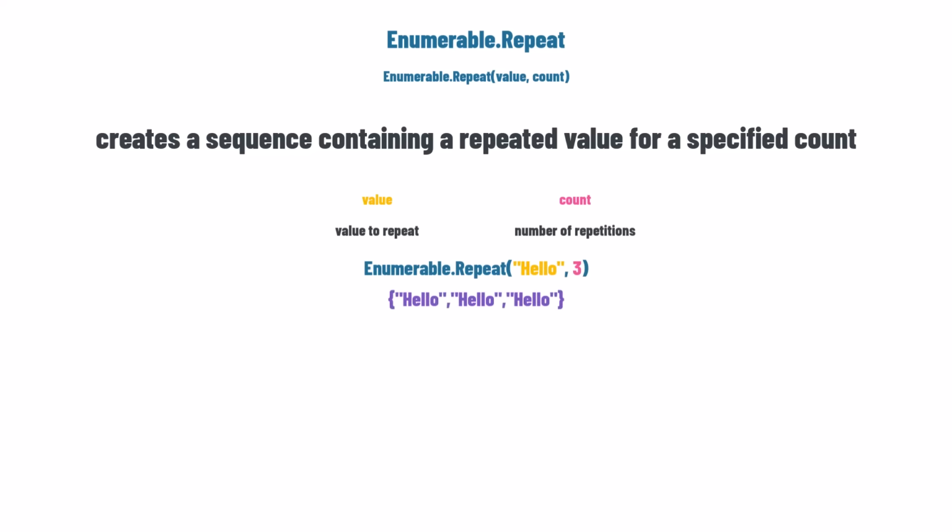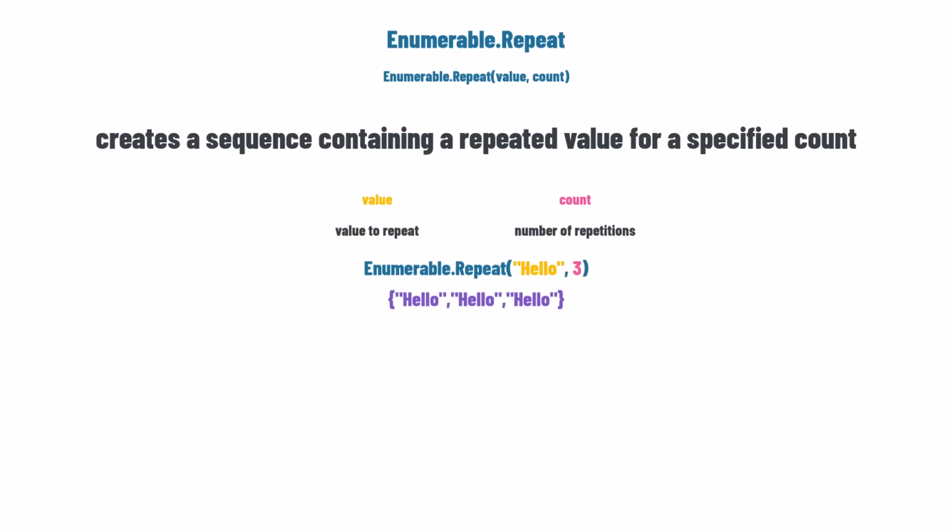Next, we have Enumerable.Repeat, which creates a sequence containing a repeated value for a specified count. It takes two arguments. The first argument is the value to repeat. The second argument is the number of repetitions. For example, using a string value to repeat 3 times would result in that string appearing thrice in the sequence. However, you can use any data type or expression.